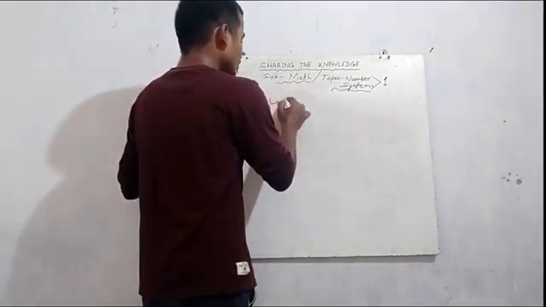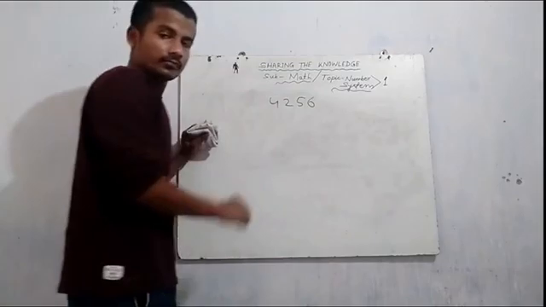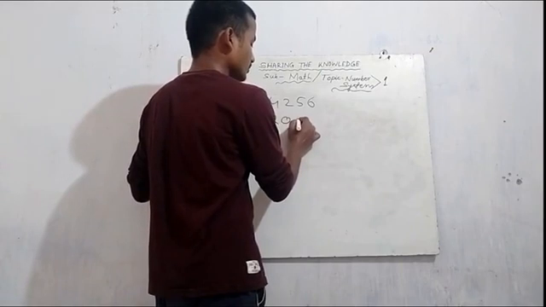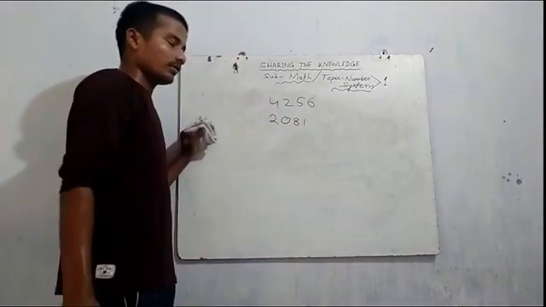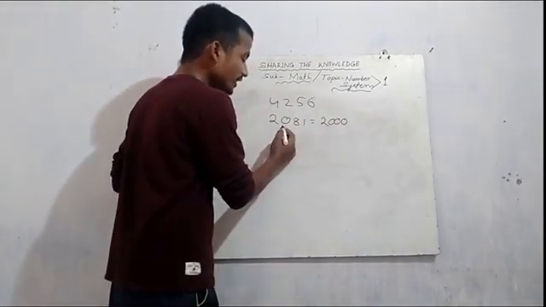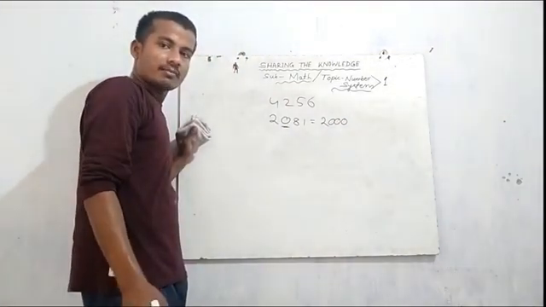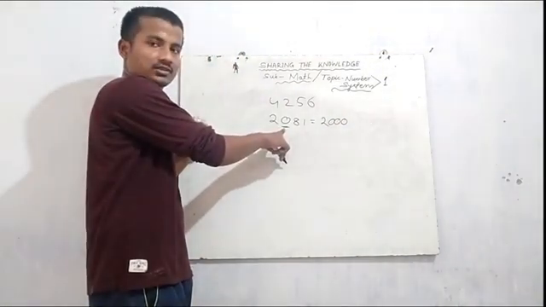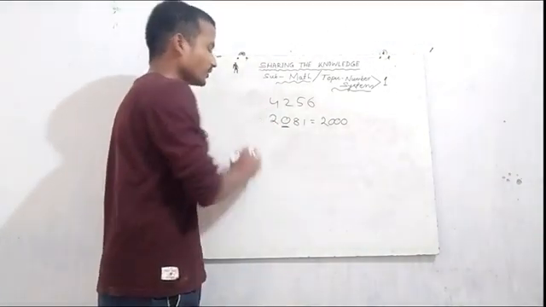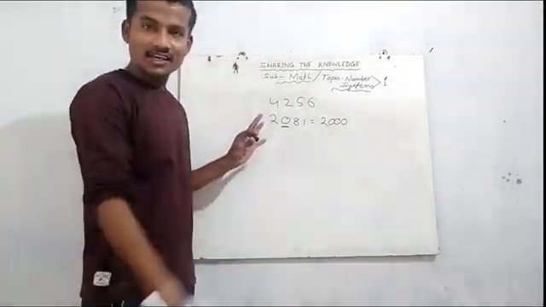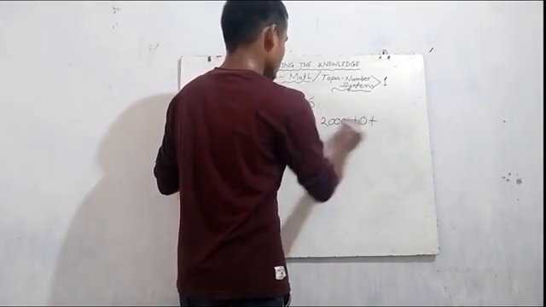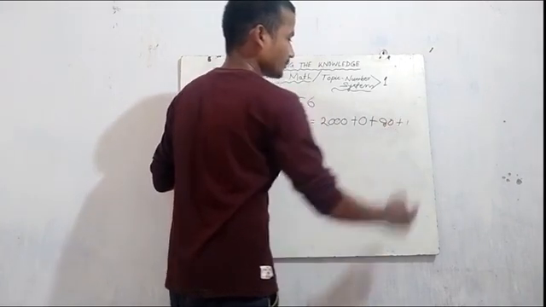Write this number in expanded form, 4,256. And another one, 2,081. Okay, I am doing this one for you. 2,000. We are not reading this digit 0, because it has not any value. Yes, it has a value. Here it has value, but here it does not have any value. On the left side 0 has not any value, but on the right side 0 has a value. So 2000 plus 0 plus 80 plus 1.